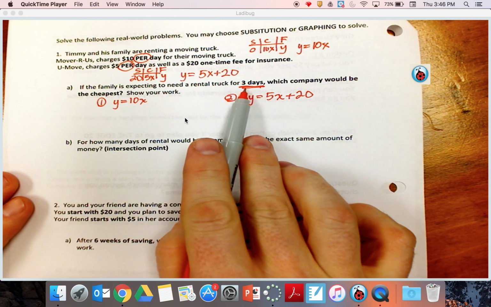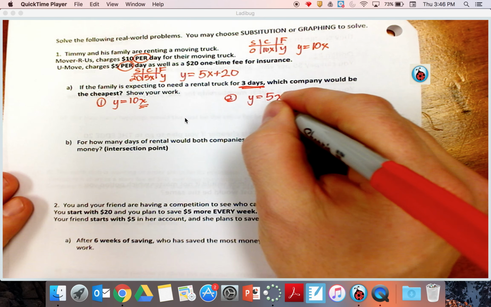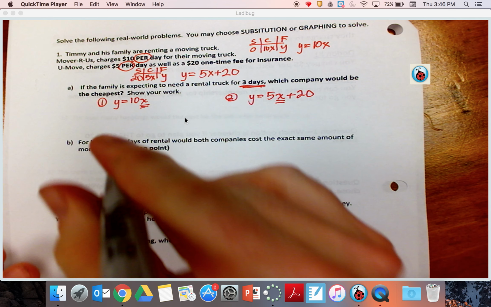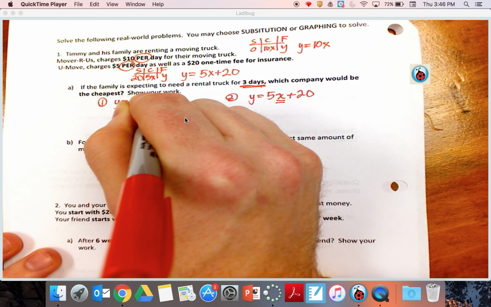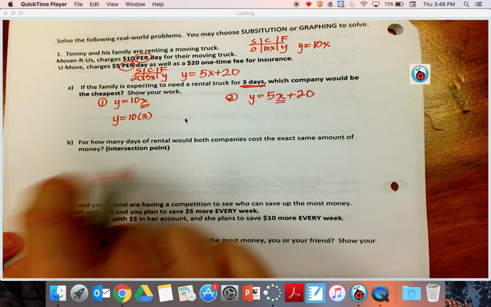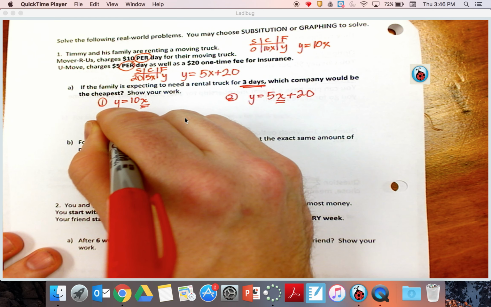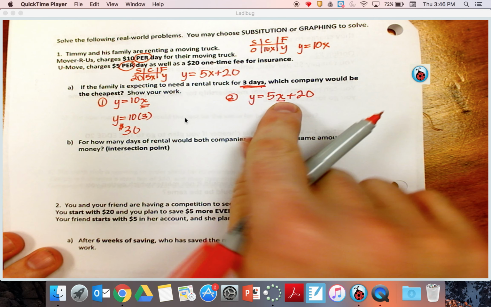So what I'm going to do is take that 3 and put it into x, because x is the number of days. So I put those in here and I get y is equal to 10 times 3. What's 10 times 3? That gives me 30. So that option costs me $30.